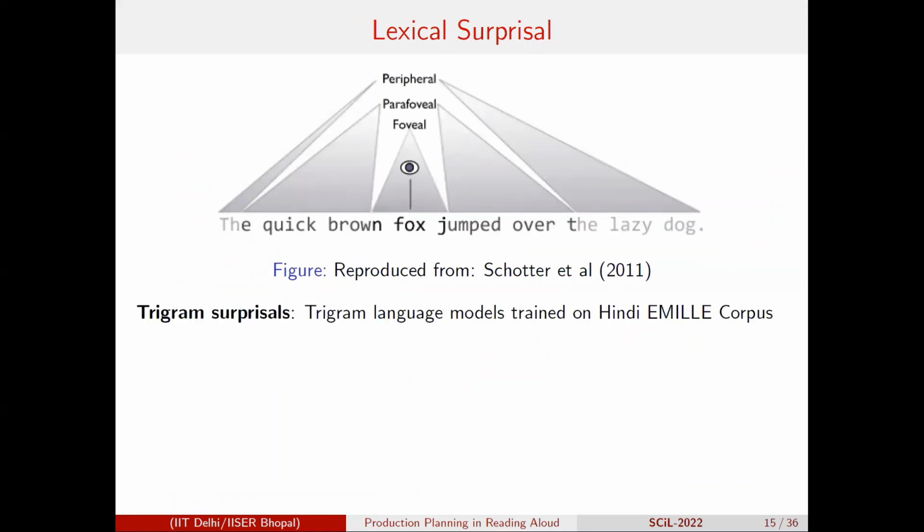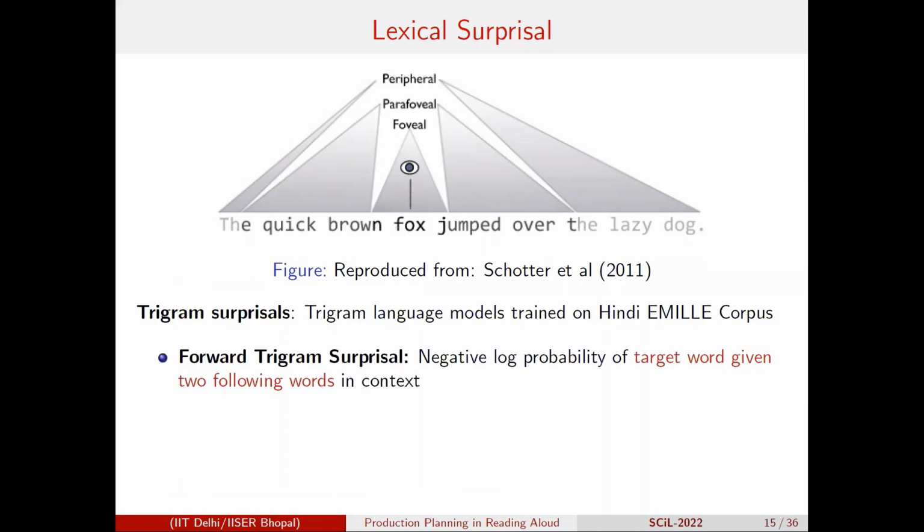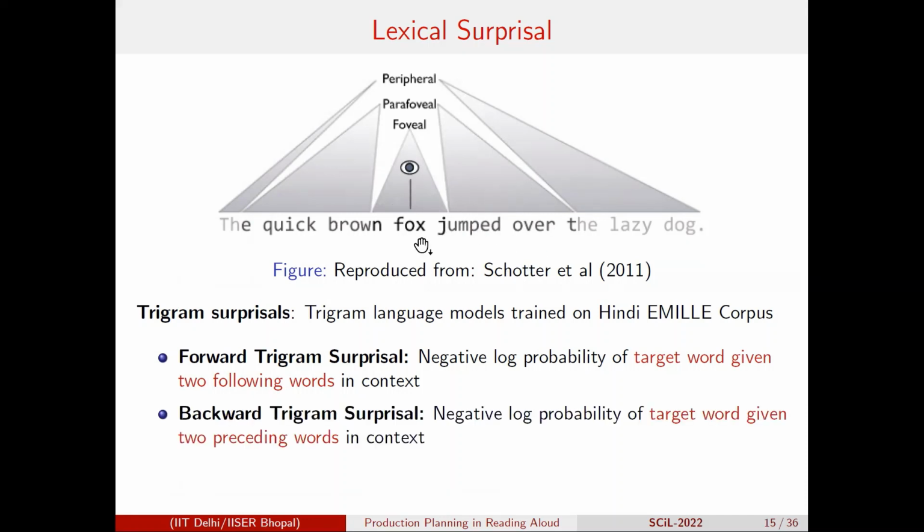For this, we use a sequence-based trigram language model, and we first estimate the forward trigram surprisal, which is like estimating the probability of the word, bringing in the upcoming context, the following context in the parafoveal region, and we compute backward trigram surprisal by bringing in the preceding context in order to calculate the predictability of the current word.